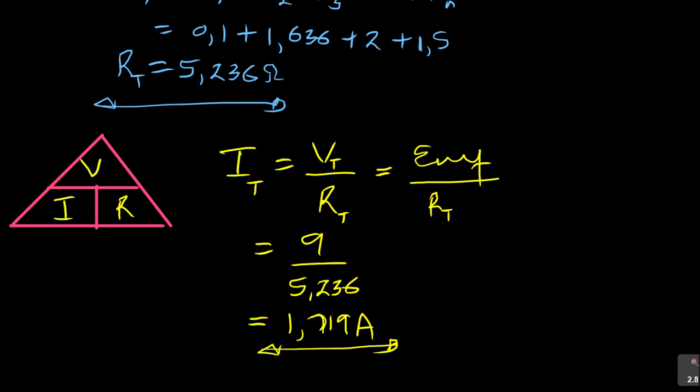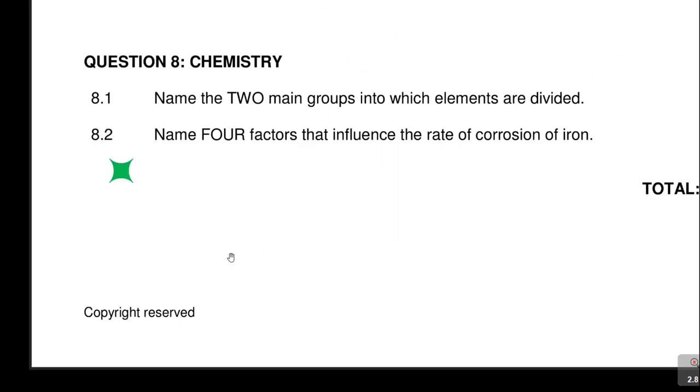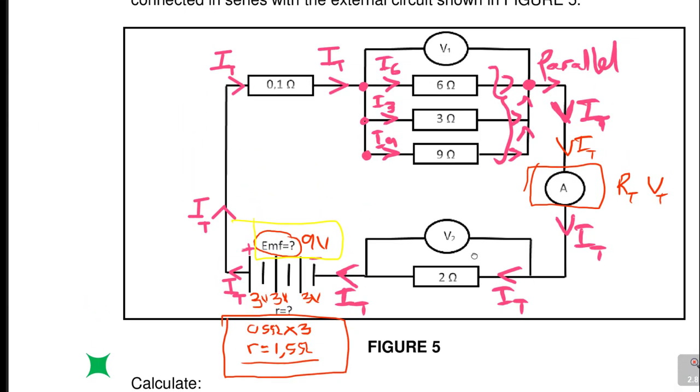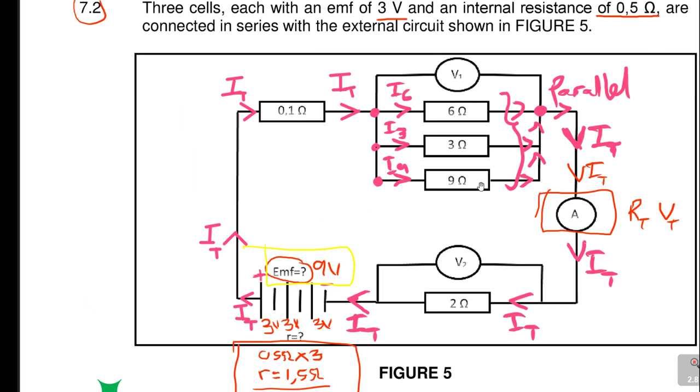So guys, that is how you get that. This is 2 marks. Next one, it says the reading on the voltmeters V1 and V2. Let's go and identify V1 and V2. Look at V1. V1 as a voltmeter is in the parallel combination.